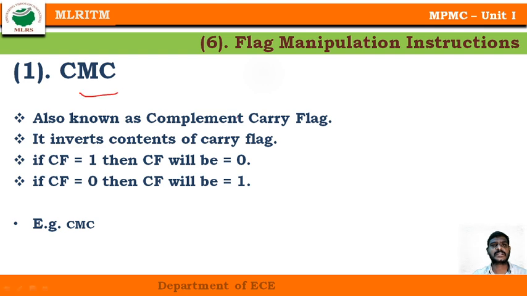Where CMC is nothing but to complement the carry flag. Okay, so the CF flag is 1 or 0, and it inverts the flag. If the flag is 0, it becomes 1, which means that complement instructions complement the corresponding flag, that may be the zero flag, sign flag, auxiliary flag, parity flag, or other flags.